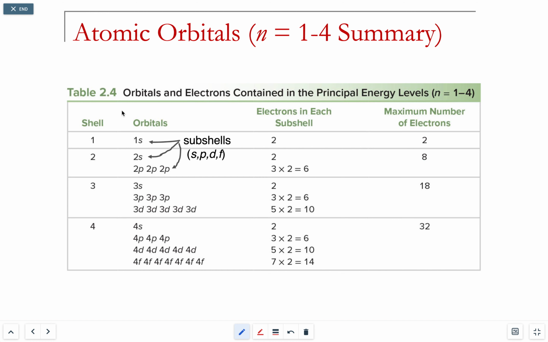So this table is taken straight from your book, showing you the orbital notation, just what I've already written out, the orbitals available, and the total number of electrons in each shell, as well as the total number of electrons in each subshell.